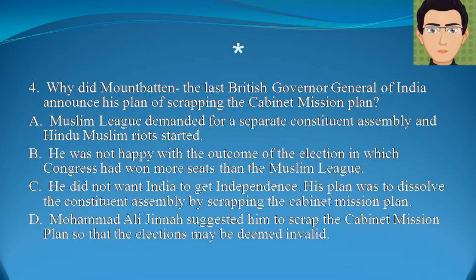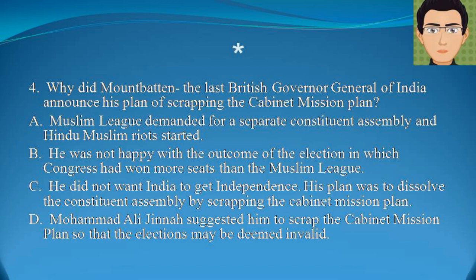Question number 4. Why did Mountbatten, the last British Governor General of India, announce his plan of scrapping the Cabinet Mission plan? A. Muslim League demanded for a separate Constituent Assembly and Hindu-Muslim riots started. B. He was not happy with the outcome of the election in which Congress had won more seats than the Muslim League. C. He did not want India to get independence. His plan was to dissolve the Constituent Assembly by scrapping the Cabinet Mission plan. D. Muhammad Ali Jinnah suggested him to scrap the Cabinet Mission plan so that the elections may be deemed invalid.